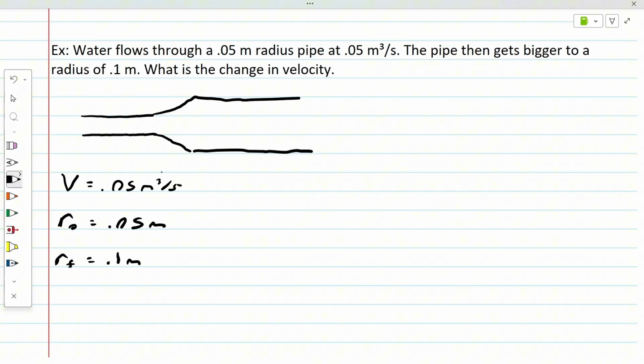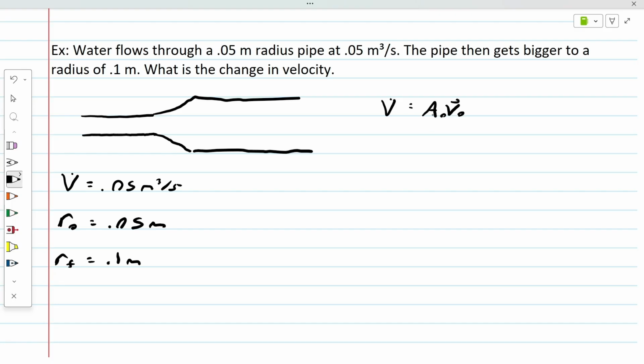We'll do it both ways and show that it's basically just doing the same thing. So this volumetric flow rate, which I'll call V dot, is equal to the area times this velocity initial. Okay, and this will be the initial area.